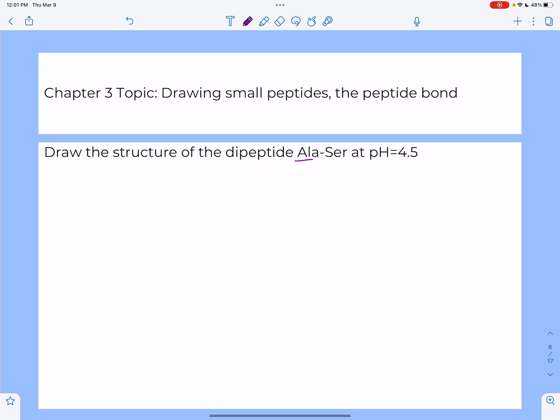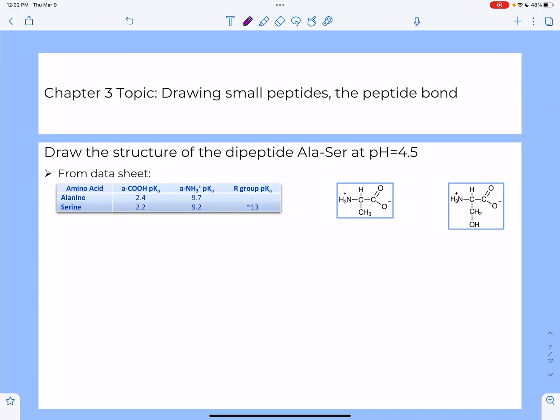So again, we're going to start by looking up the structures of our alanine and our serine, and also because we are given a particular pH, we want to know what the protonation state is of any ionizable groups or functional groups that can change their protonation state. So we'll need to look up pKs. When we look those up from the data sheet, we have this is alanine at pH 7, and this is serine at pH 7.